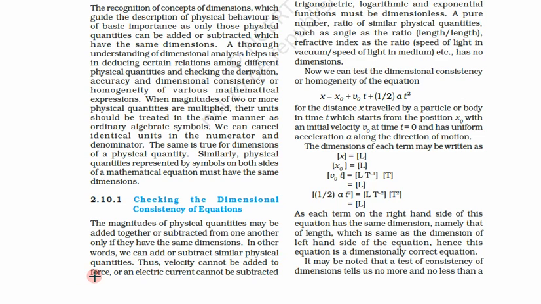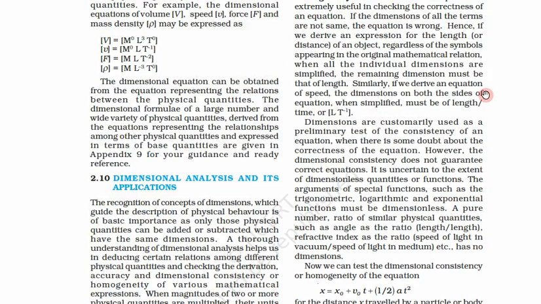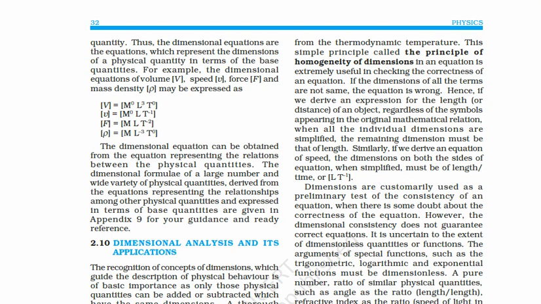Thus velocity cannot be added to force. We cannot add velocity to force, or subtract an electric current from the thermodynamic temperature. Oh sorry, this is time, this must be K. So we cannot subtract temperature from the current, or add these two quantities, because one has the dimension of current and the other has the dimension of temperature. So we cannot add these quantities.